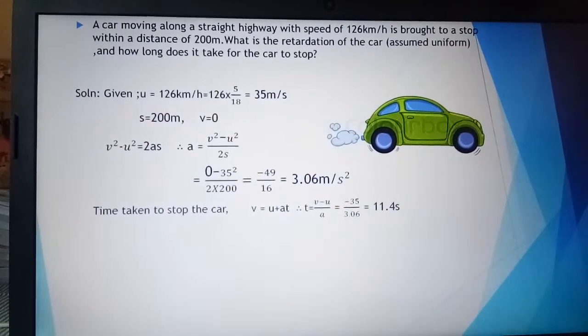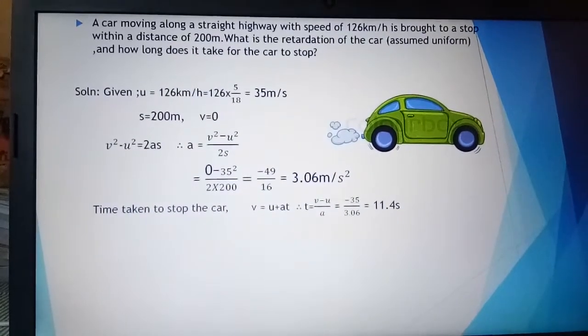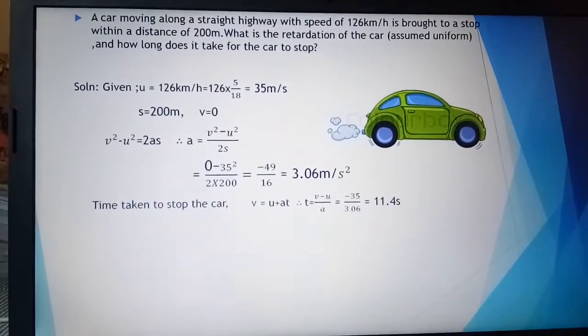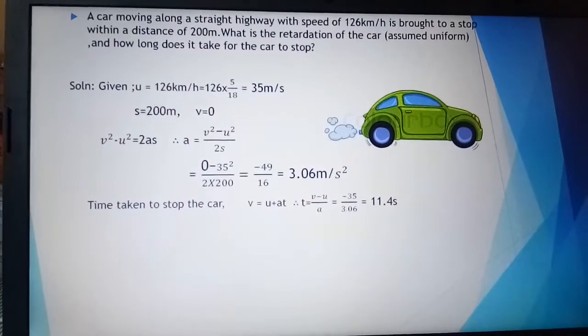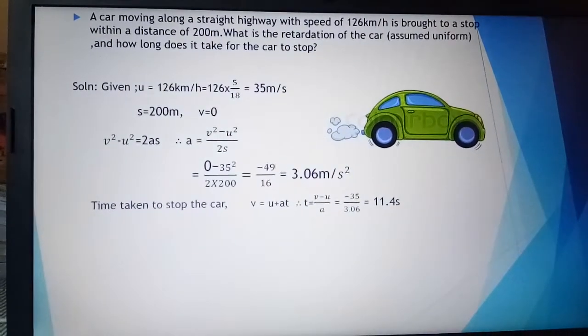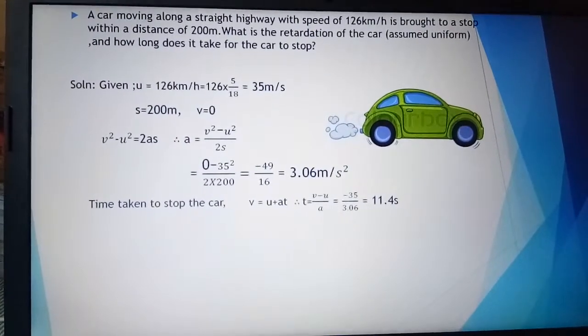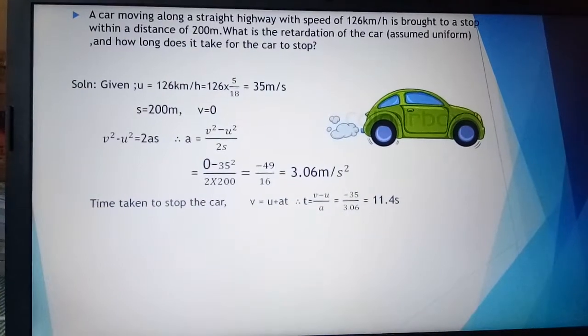It is brought to a stop in a distance of 200 meters. So stopping distance is 200 meter. Ultimately the final velocity becomes 0. So using the third equation which you already learned, v square minus u square is equal to 2as, we get a equal to v square minus u square divided by 2s.